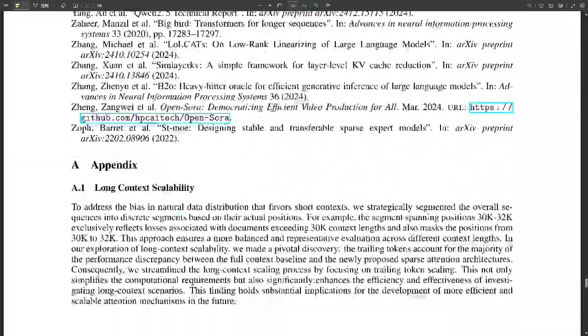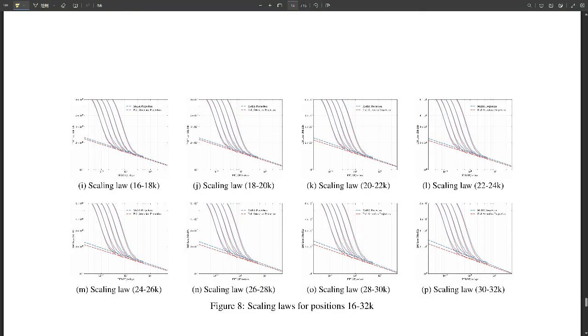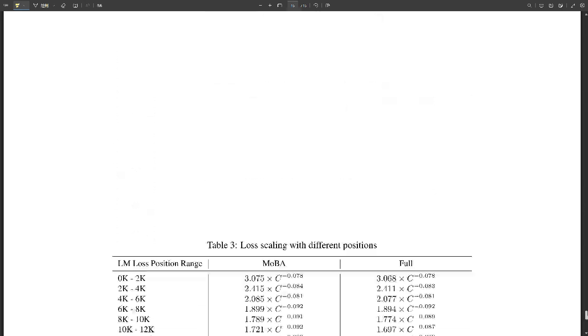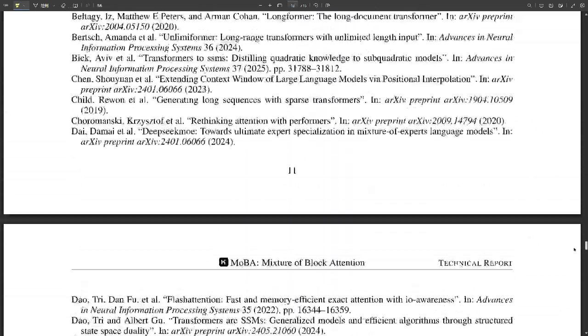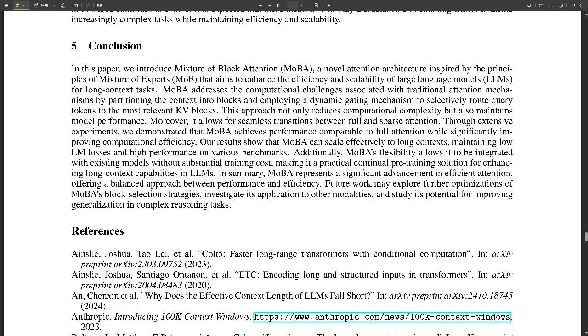So MoBA is all about efficiency and scalability. Using blocks to reduce computation. It's inspired by mixture of experts, but adapted for attention mechanisms. And it can switch between full and sparse attention, to adapt to different situations. MoBA can also handle really long contexts, like those million token texts. And it's even deployed in Kimi Chat, so it's not just theoretical. Remember how it improves on trailing tokens as context gets longer. That's a key advantage for conversations. The main takeaway is its flexibility, and it balances performance and efficiency.